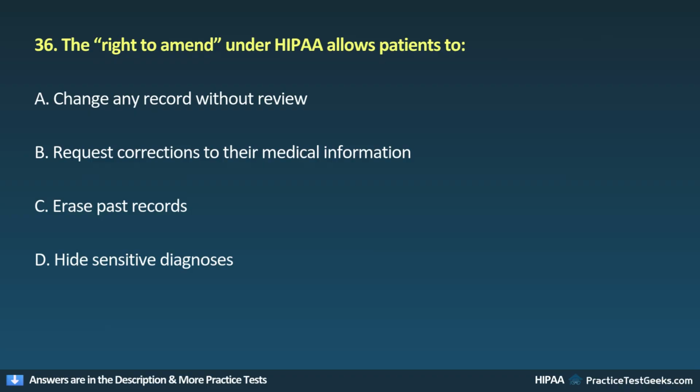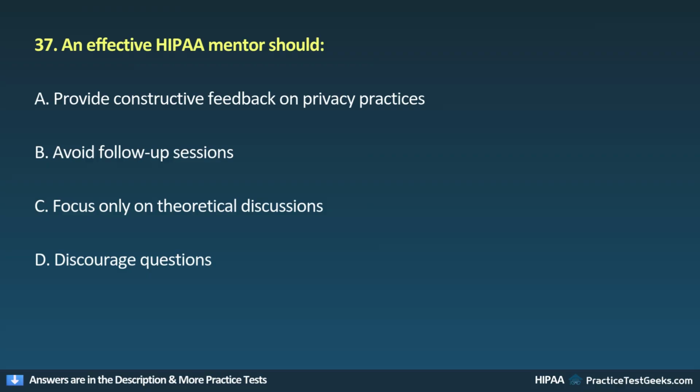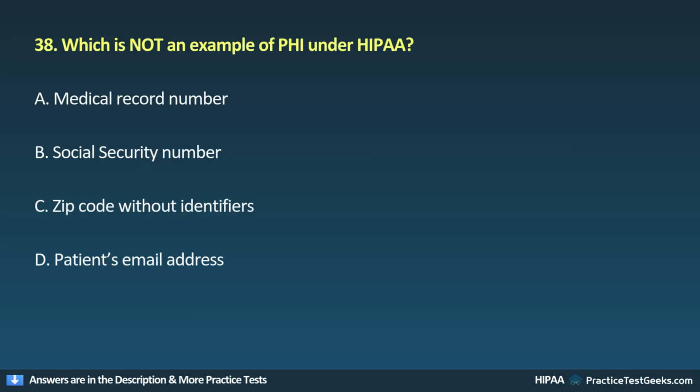36. The right to amend under HIPAA allows patients to A. Change any record without review. B. Request corrections to their medical information. C. Erase past records. D. Hide sensitive diagnoses. 37. An effective HIPAA mentor should A. Provide constructive feedback on privacy practices. B. Avoid follow-up sessions. C. Focus only on theoretical discussions. D. Discourage questions.